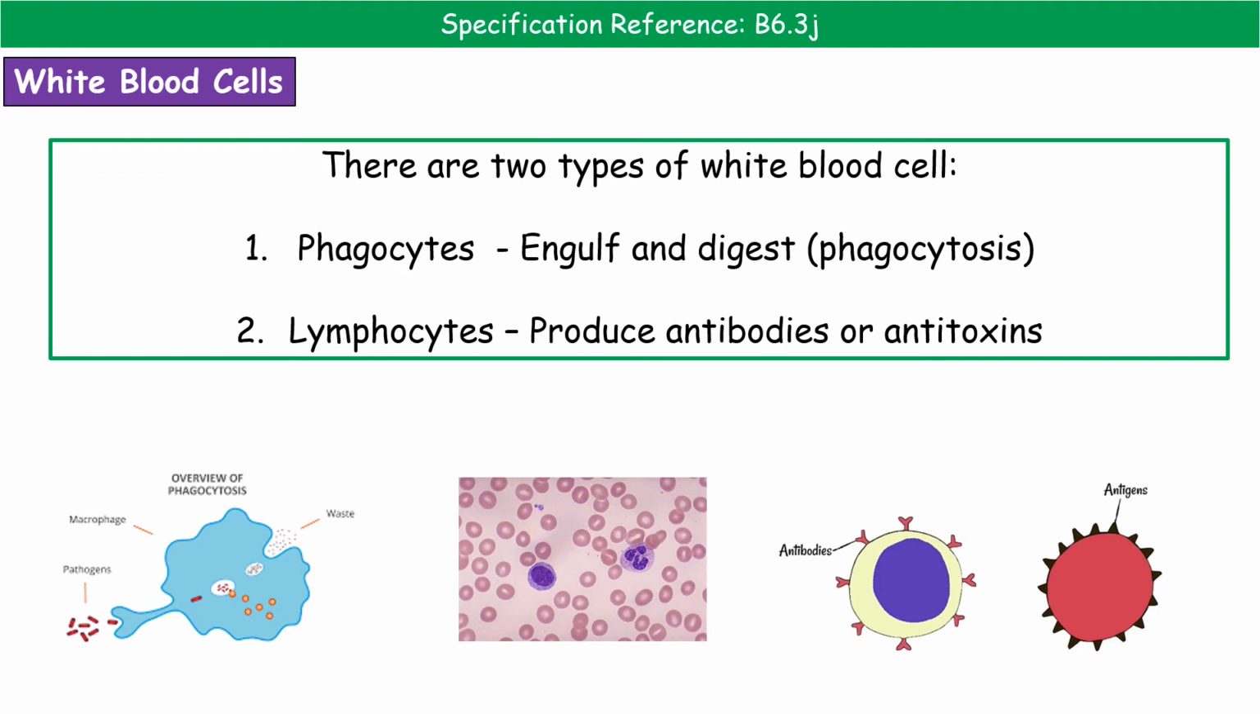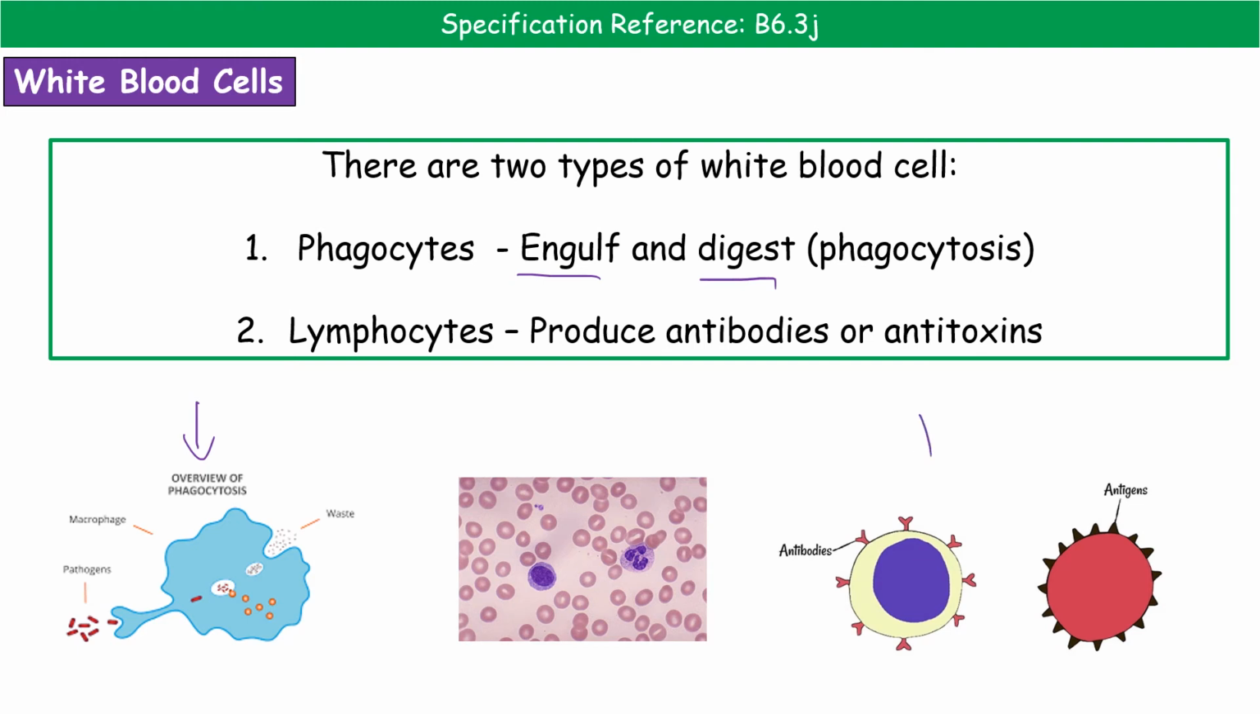We're now going to have a look at the white blood cells. So we have two types of white blood cells we need to know about: phagocytes and lymphocytes. Phagocytes, first of all, are the ones that are going to engulf and digest. That is phagocytosis. So what happens is, as our little phagocyte comes into contact with a pathogen, it surrounds it, engulfs, and then it releases enzymes into that little vesicle it's now contained within, and that digests it. Please don't use other phrases. Phagocytes engulf and digest is the phrase to use.